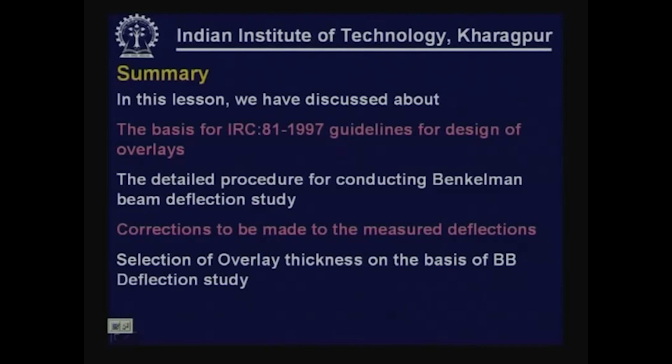We also discussed the detailed procedure for conducting Benkelman beam deflection survey. We also discussed the corrections to be made to the deflections that are measured, in terms of temperature correction and in terms of seasonal correction. We also discussed how to select overlay thickness on the basis of Benkelman beam deflection study and also on the basis of other information that we collect during the survey.